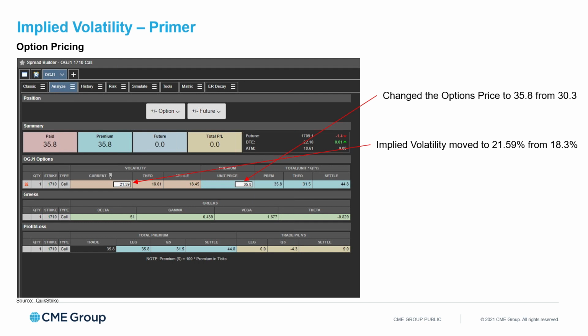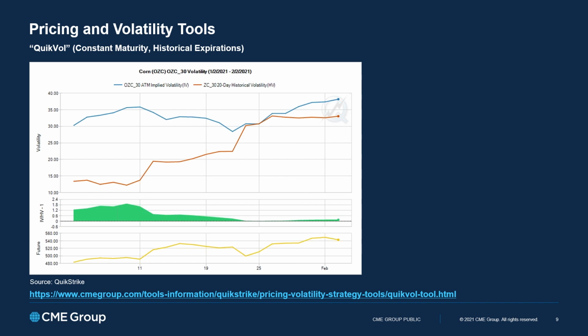That means that the market is implying, if you will, that the market's going to move more than it was before. And again, volatility doesn't tell you direction at all. It just tells you the magnitude of the move. But hopefully this helps at least give a little bit of background on what implied volatility is. So with that, let's get into the first tool.